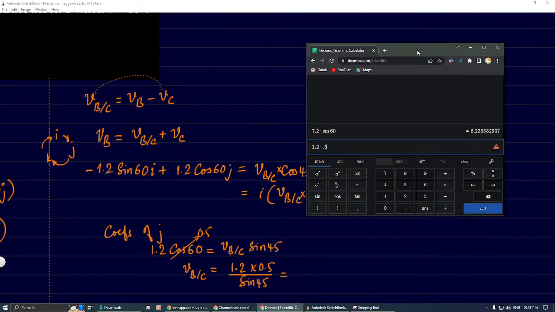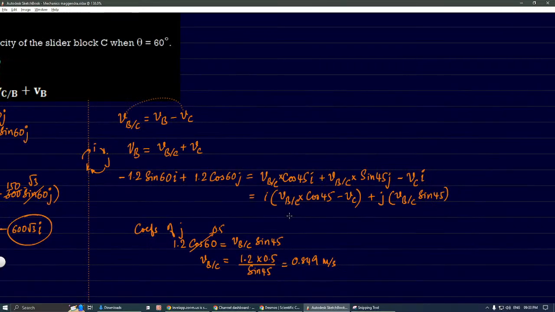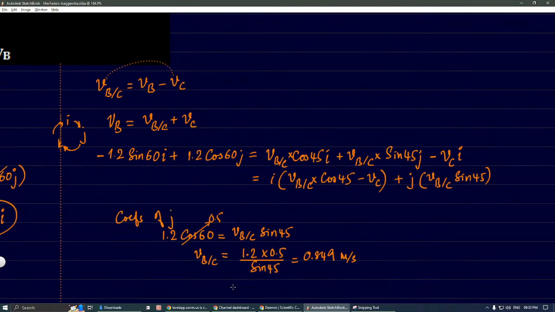1.2 into 0.5 divided by sin 45. 0.849, is it, sir? 0.849 unit meters per second. Okay. Now we know velocity B with respect to C.